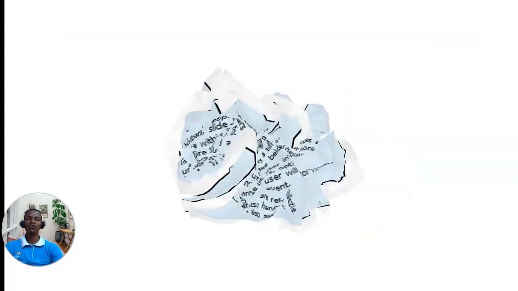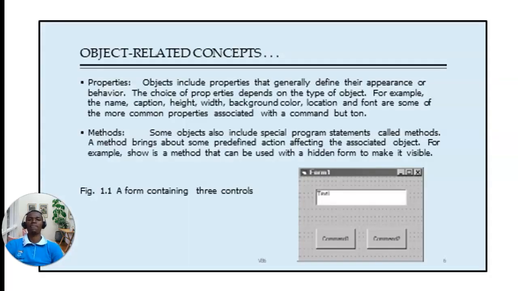Now let us look at what we refer to as properties. Properties generally define the appearance and behavior of an object. The choice of properties will depend on the type of the object that the user wants. Maybe you can define, for example, the name, the caption, the height, width, background color, location, and so on.